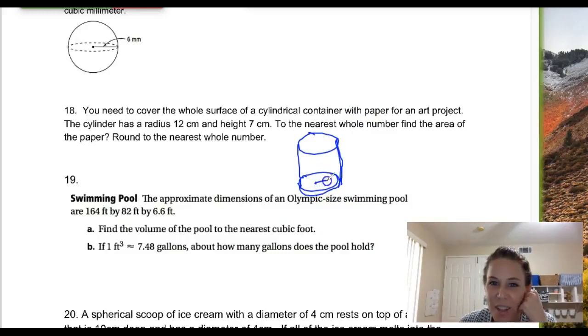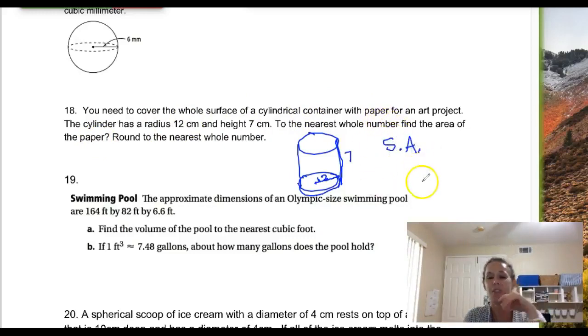All right, the radius is 12 here, and the height is 7. Draw pictures always, guys. That totally helps. If it's not given a picture, draw a picture. To the nearest whole number, find the area of the paper. Round to the nearest whole number. Wow, I said that twice. I'm sorry. I should fix that.